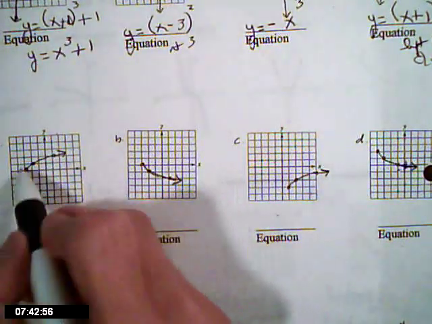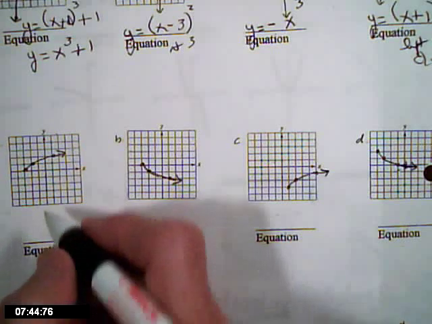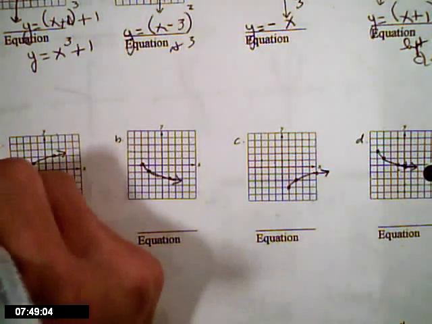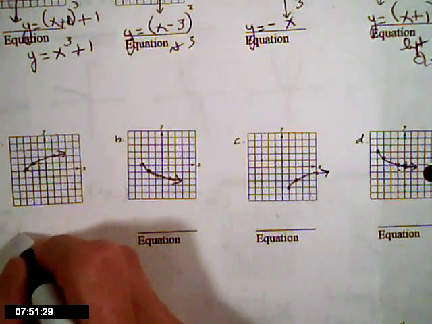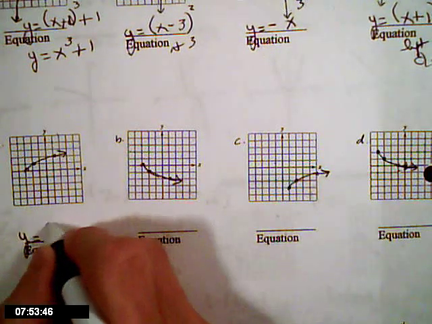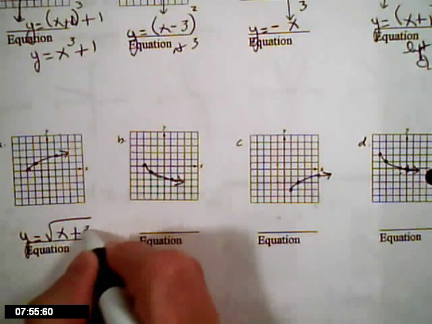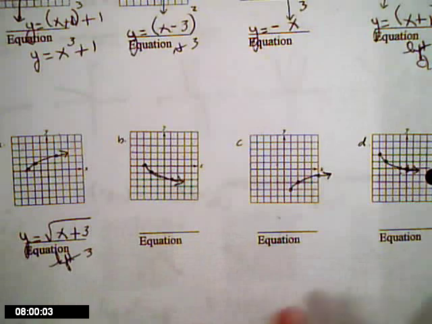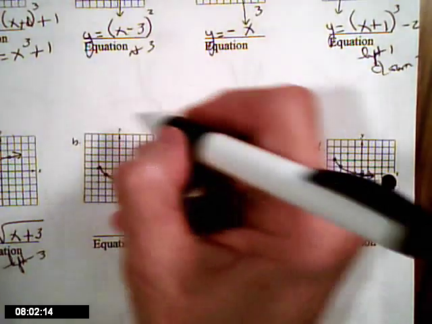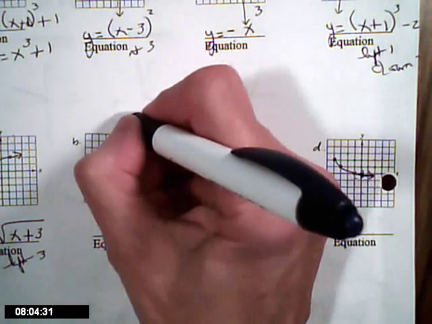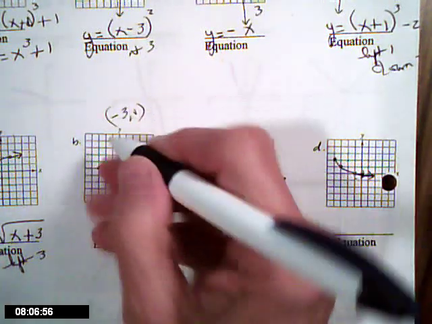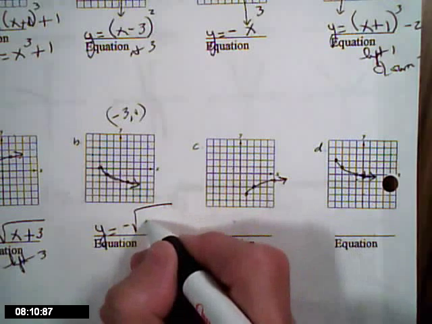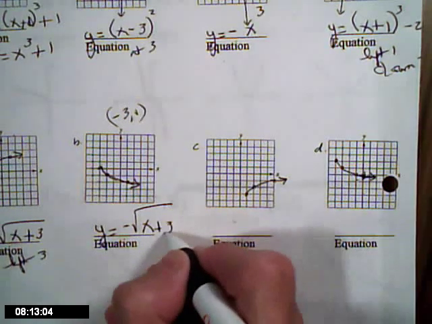This graph is half a sideways parabola, so it's a square root graph. The vertex is negative 3, 0, so we'll have y equals square root of x plus 3. It's shifted 3 units to the left. Vertex here is negative 3, 0, but you notice it's turned down. So y equals negative square root of x plus 3.